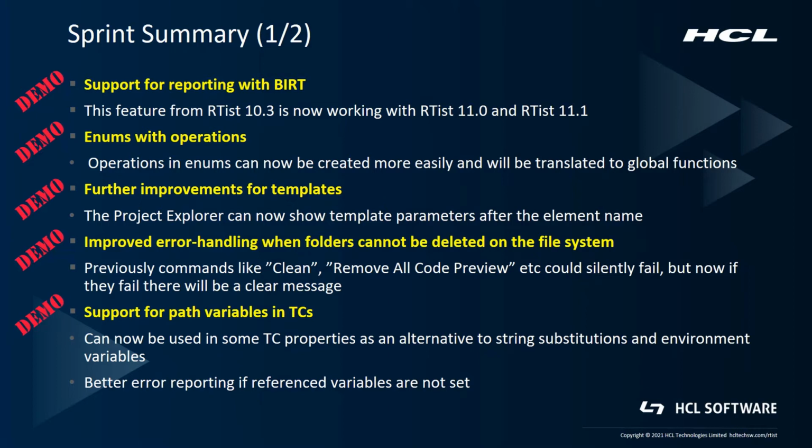And we have implemented support for path variables in transformation configurations, so you can now use them as an alternative to string substitutions and environment variables. And we improved the error handling in the model compiler so that now it prints clearly if it finds a variable reference that it cannot resolve.